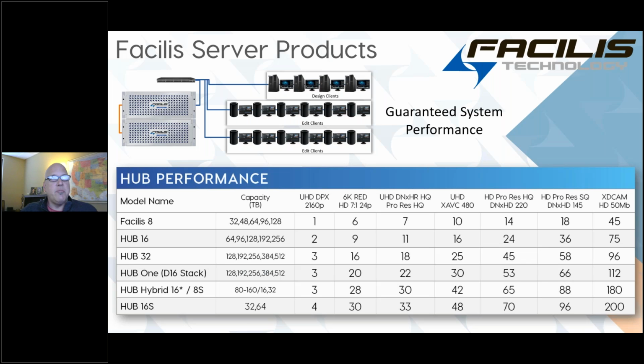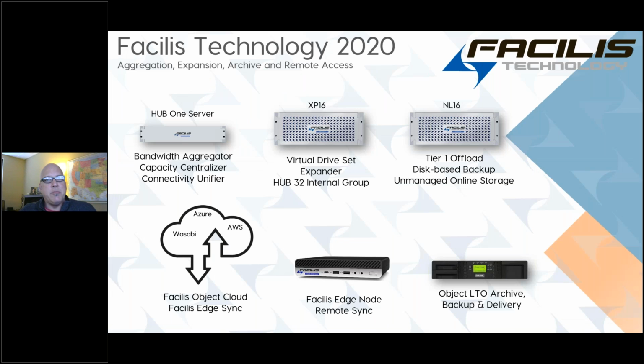So just a little bit more about the types of systems, the types of components that we have. Once again, the Hub 1 server is the aggregator, the dedicated aggregator that can be placed along with multiple of the server systems, or the underlying server systems. The XP16 is used as an expansion, especially for the Hub 16 to make it a Hub 32. But the XP16 can be used on any existing Hub or TerraBlock system that's currently in the field, as we stopped shipping TerraBlock in 2019. And it can be used as an expansion of those systems.